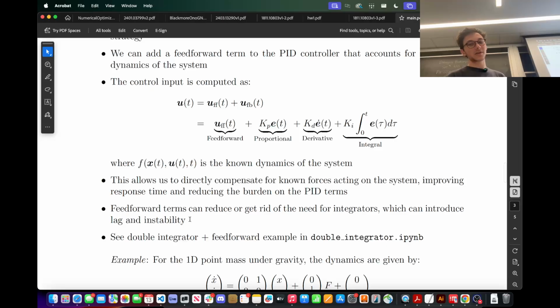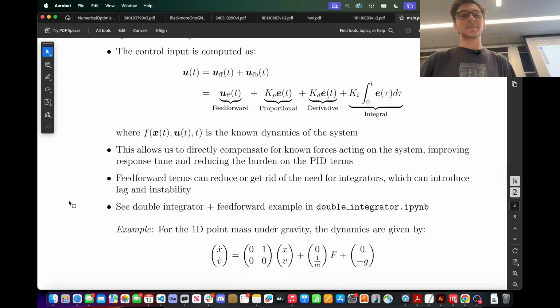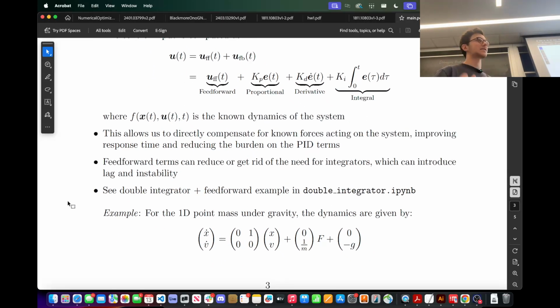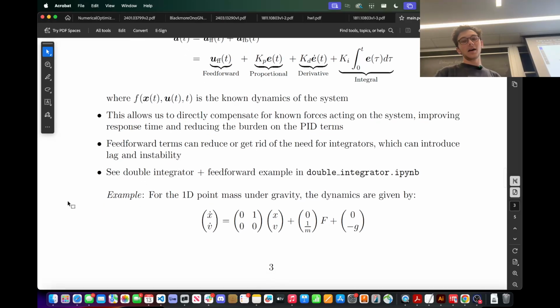Integrators in general, like we said, can introduce lag and instability, and there are all of these heuristics that you often have to implement in a real system to not make it go ham.